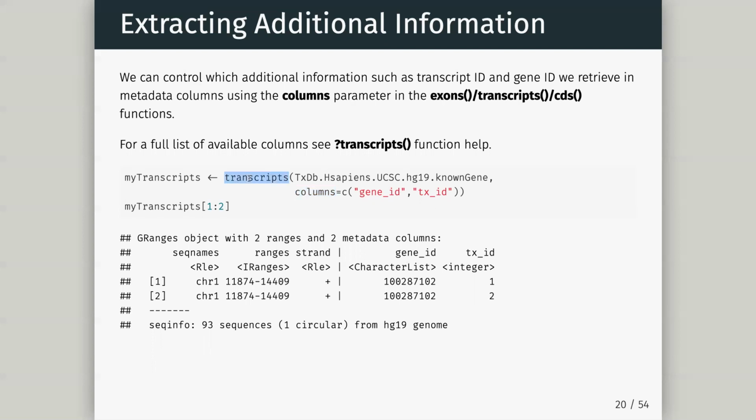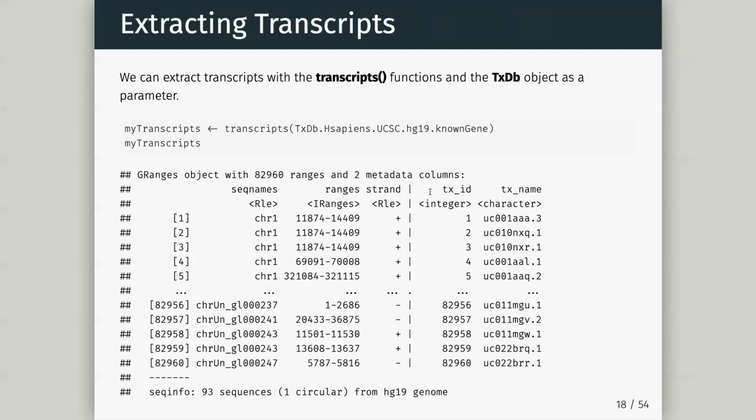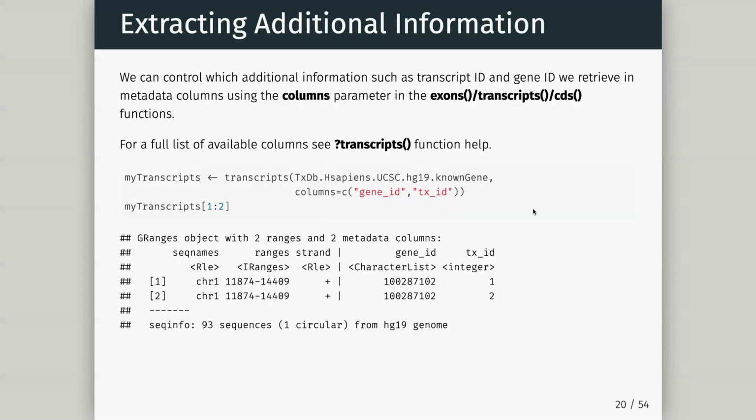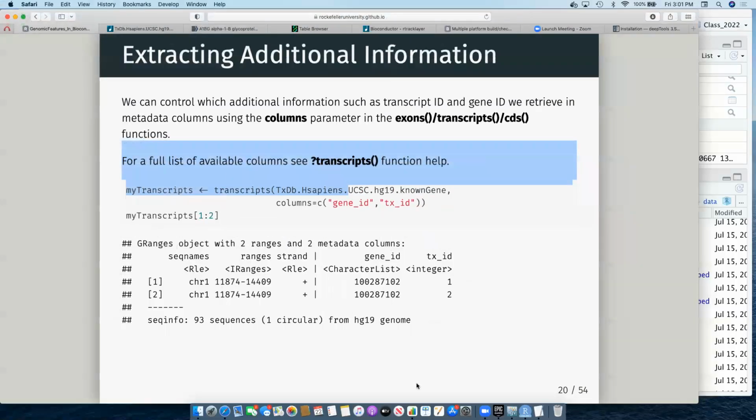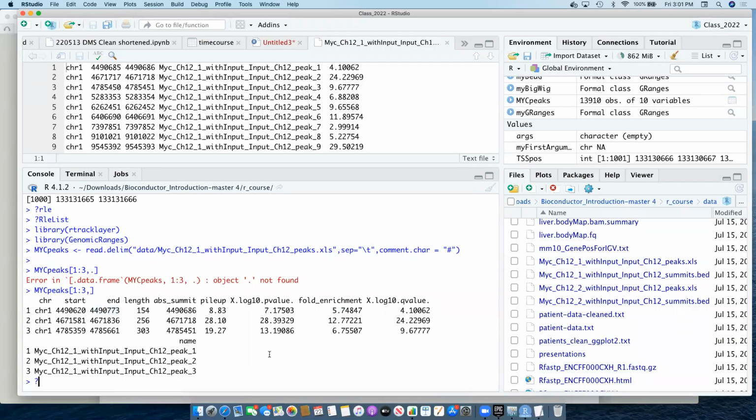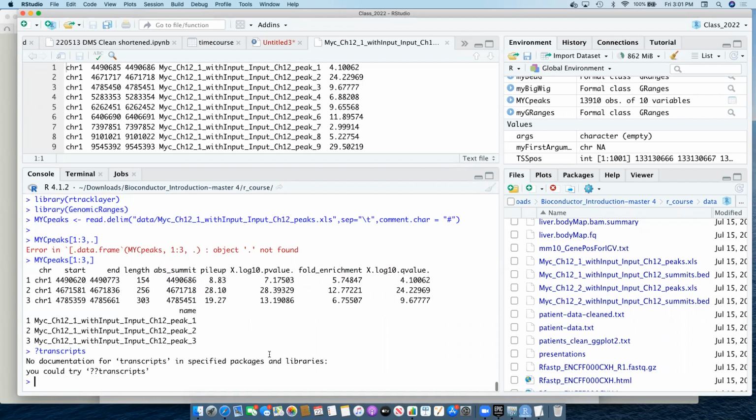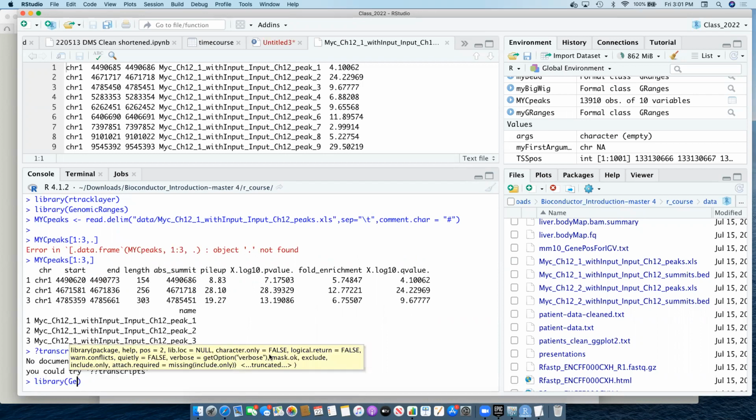So often, if I'm wanting to get transcripts, I actually want to know what gene was associated to that transcript. That makes sense. So here, I'm going to do columns, and I'll ask for both the gene ID and the TX ID. Probably better to get the TX name. I say we can look at this question mark transcripts, and that should give us an idea what columns are available. So again, every time we're confused about what we can do with a function, we should be able to do this. Oh wait, we've got to load genomic features first.